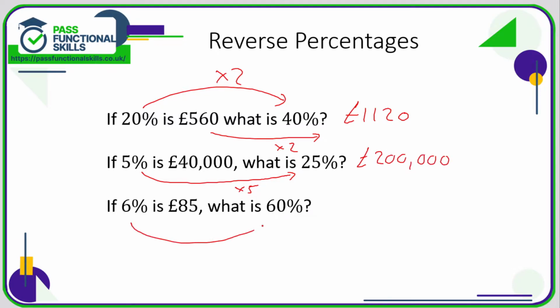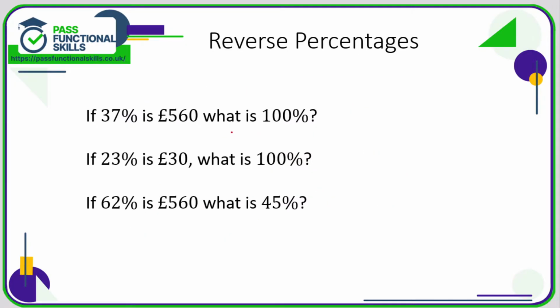To go from 6% to 60%, we're multiplying by 10. So if 6% is 85, then 60% is going to be 85 times 10, 850. So far, so easy. These ones are a bit trickier. Now here we can't easily go from 37% to 100% because 100 is not in the 37 times table. Now I don't know my 37 times table, but I do know that 100 cannot be divided by 37. What we need to do here is work out 1% before we work out 100%.